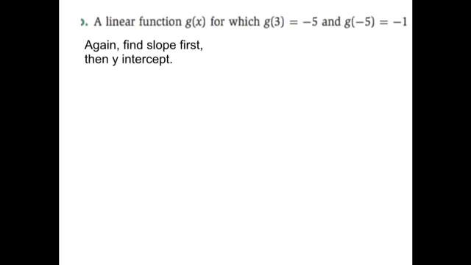This is part B. Again, first we have to find the slope, but notice that they don't give us g of 0 here. That means we're going to have to do a little bit more work to find the y-intercept, but it's not too tough. The slope, m, is the difference in the... You know what? Let's do this one with a table.